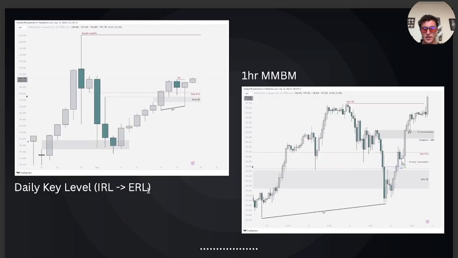Now we have a daily internal range liquidity pool resting here to a 1-hour market maker buy model. So when price reaches this on the daily, tap that gap, create some SMT, then we can go to our aligned time frame, the hourly chart, and we could just frame a market maker buy model to the external range high on the daily. As you can see here, the reaction is very energetic and smooth moving because we have a higher time frame narrative aligning ourselves with our intermediate term perspective.